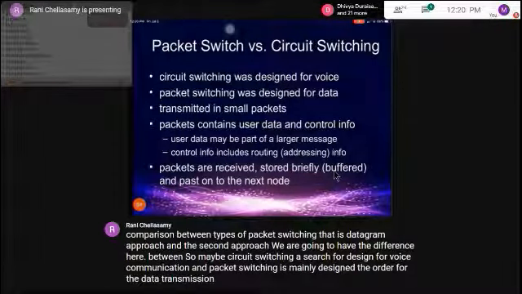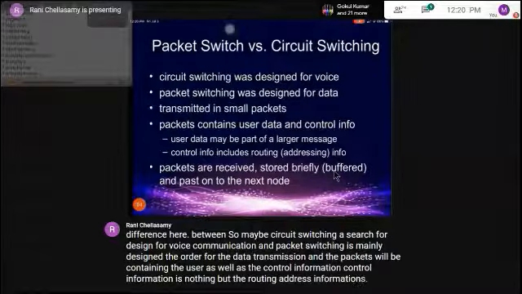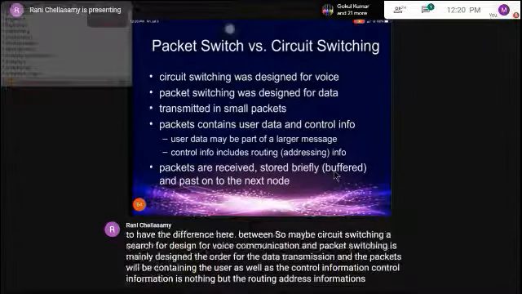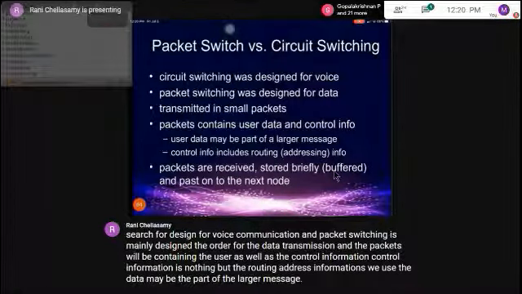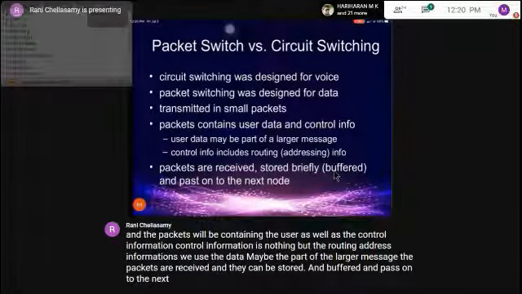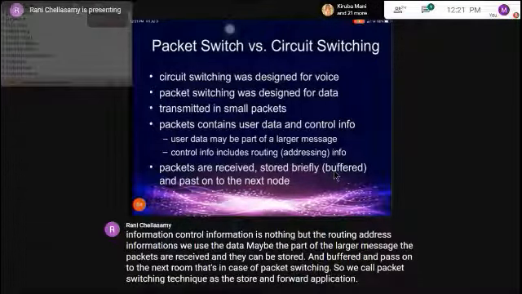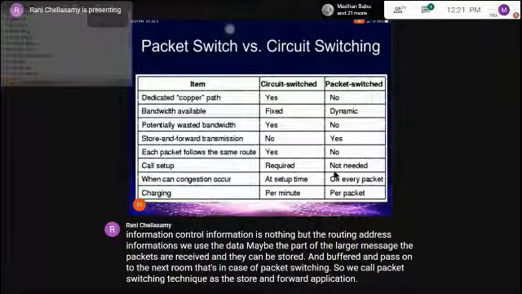The packets will contain user data as well as control information. Control information is nothing but the routing address information. User data may be part of a larger message. The packets are received, stored, buffered, and passed on to the next node. That's in the case of packet switching, so we call the packet switching technique a store and forward approach. That's how we can make the comparison.